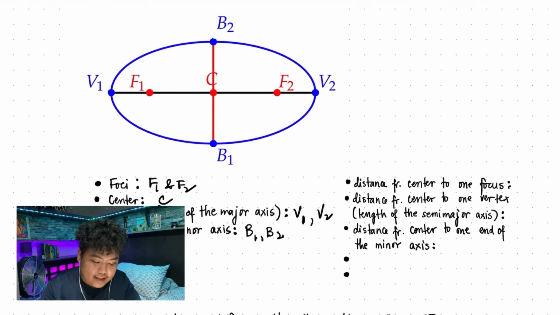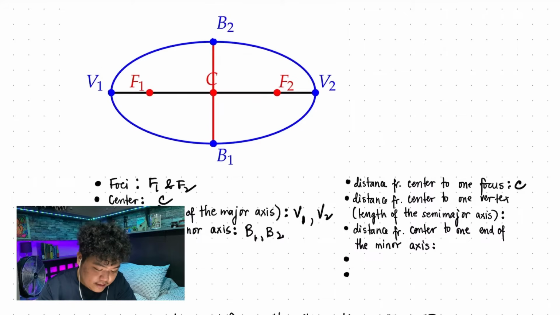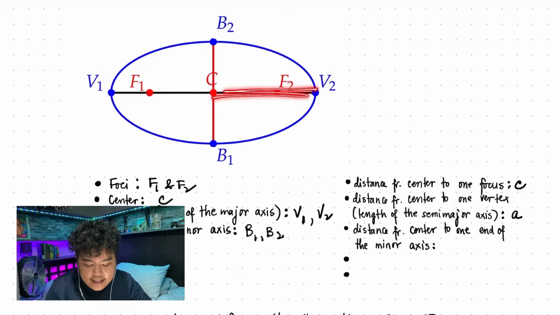So the distance from the center to one focus, or focus to center, the letter we will use is C. And the distance from the center to one vertex, the letter we will use is A. We call the center to one vertex the length of the semi-major axis, because this is the major axis and this is half of it.